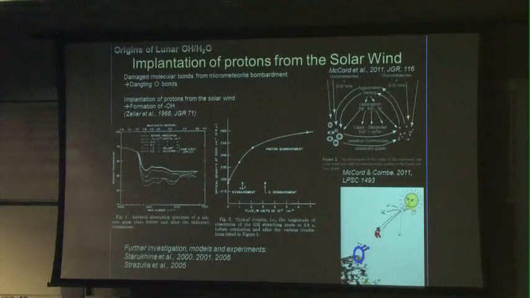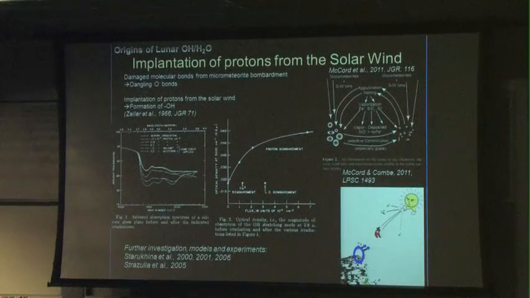The lunar material at the surface undergoes constant micrometeorite bombardment that damages the molecular bonds, and therefore minerals may have dangling O- bonds that may accept any positively charged particles from the solar wind, and especially protons, to form OH. The cartoon at the lower right illustrates the oxygen with arms wide open that may accept an incoming proton to form OH.